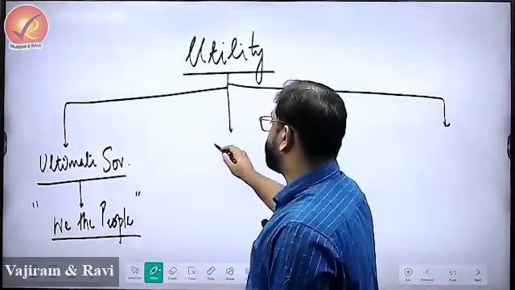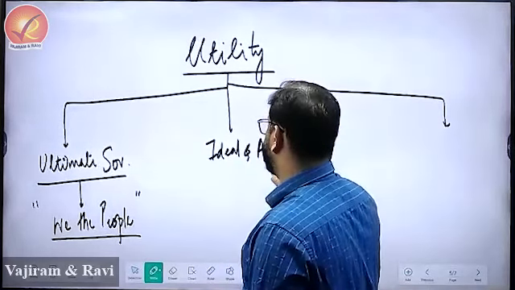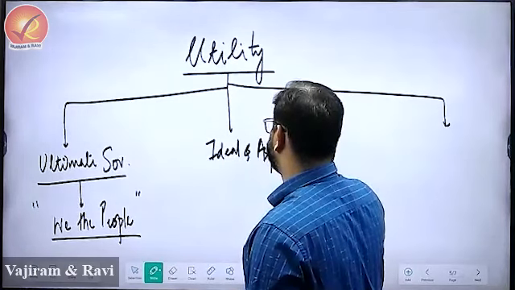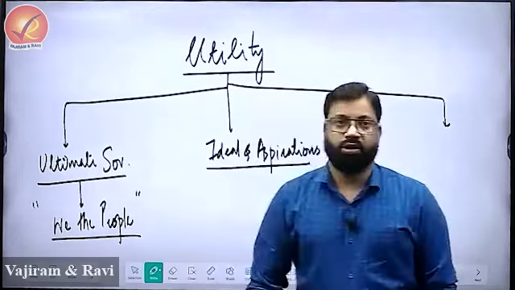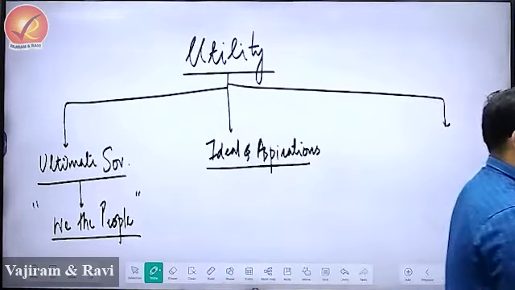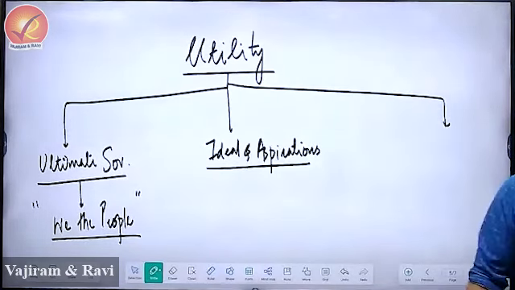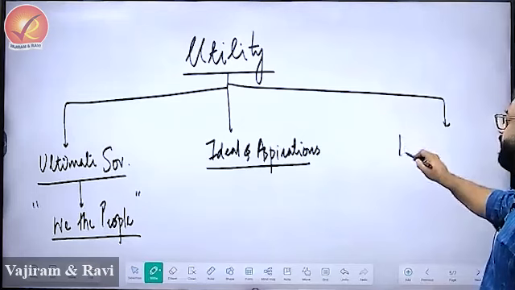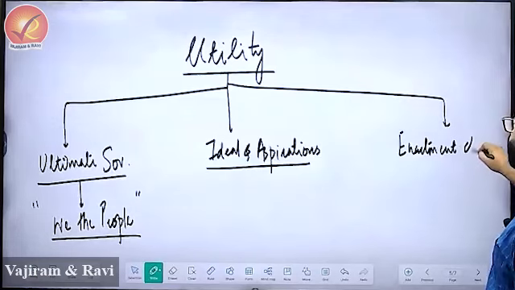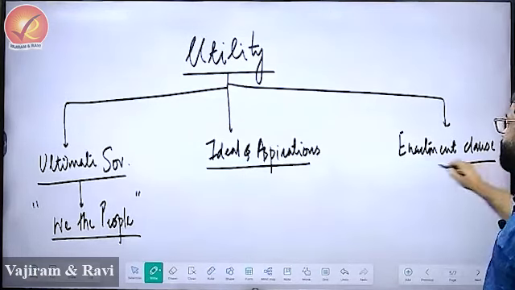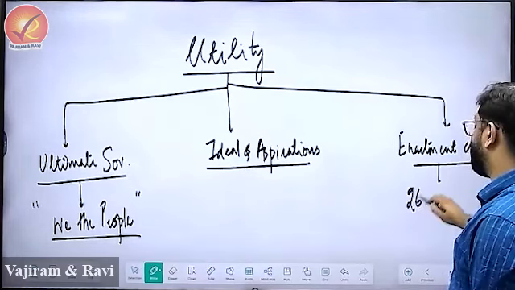Second, it talks about the ideals and aspirations of the constitution. So it also declares the ideals and aspirations of the constitution. And third, it declares the enactment clause of the constitution.